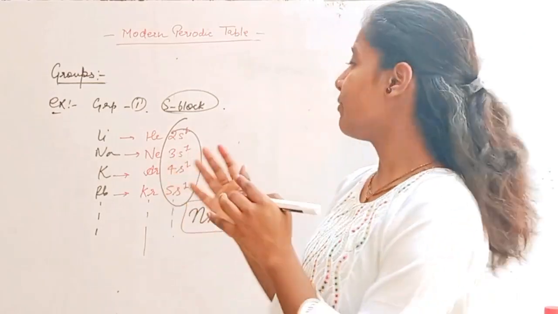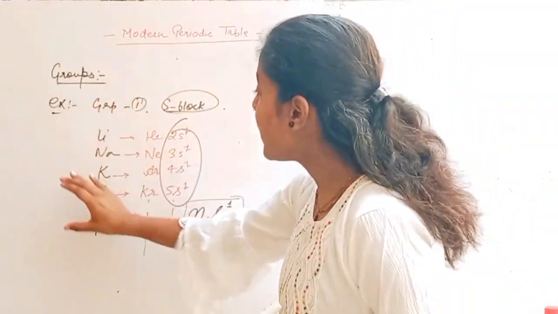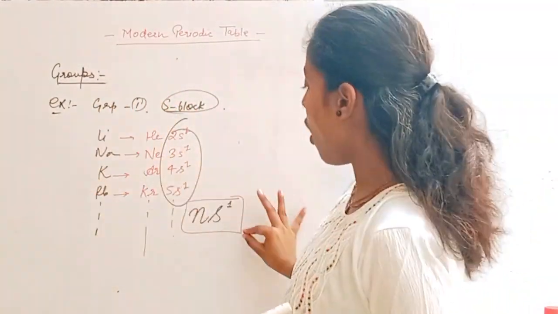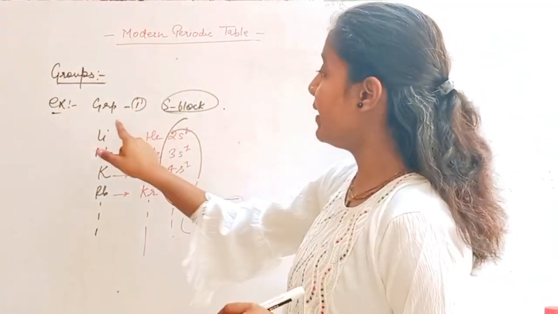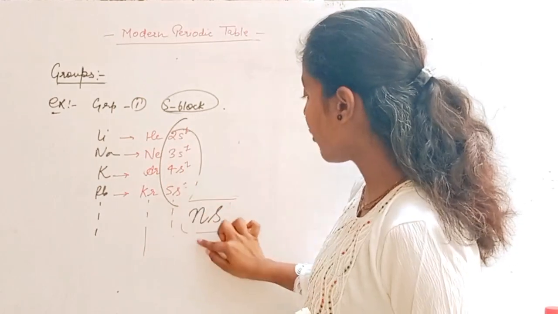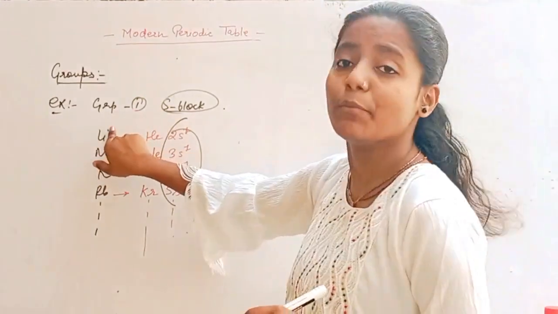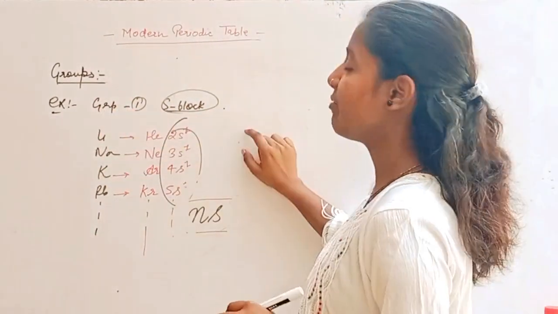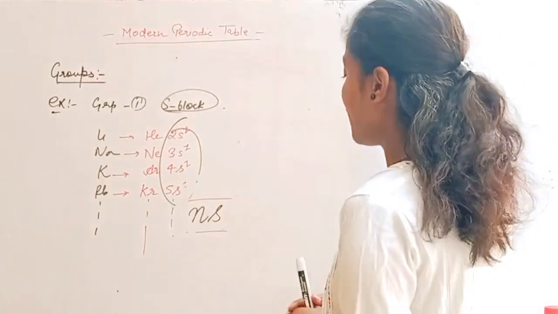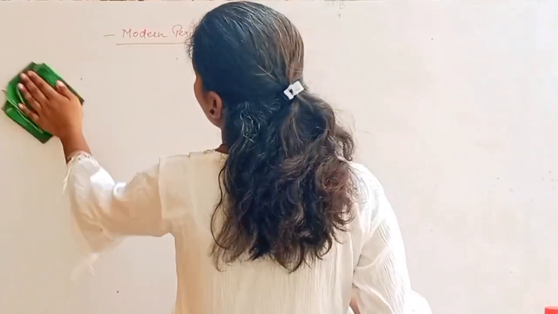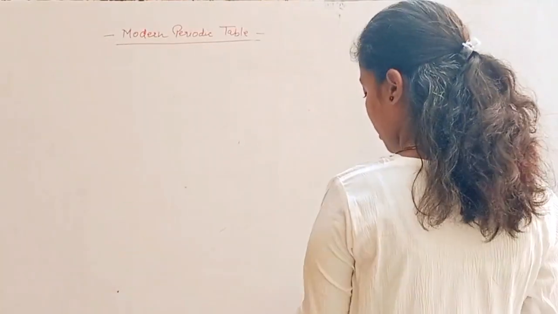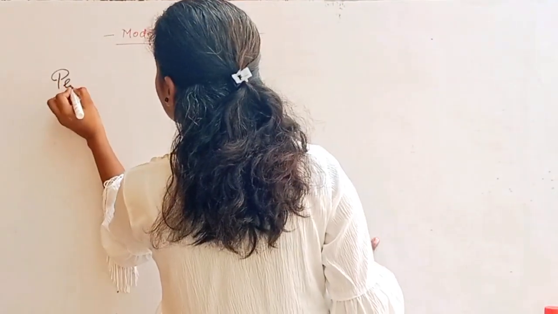Clear? Now what does this say? These elements belong to group number 1. Elements having the same outermost electronic configuration are of the same group, which is group number 1 from the S block elements. Clear? Now let's move ahead and understand in brief the periods in periodic classification. So let's talk about the periods.